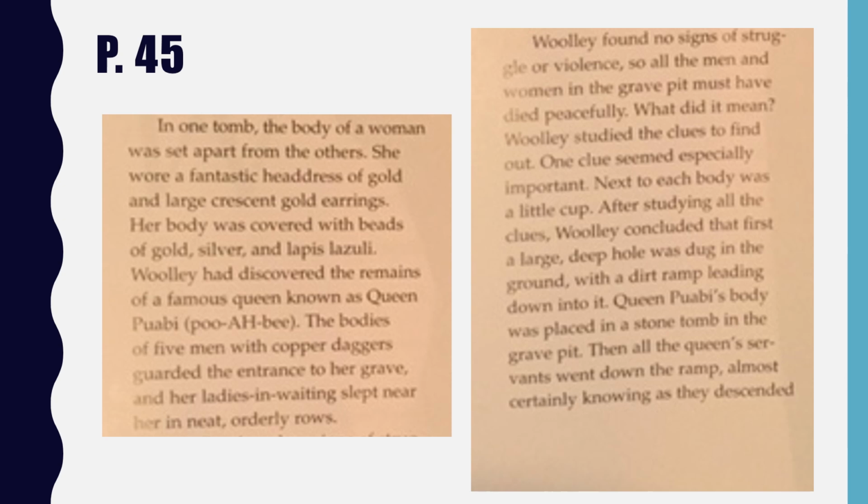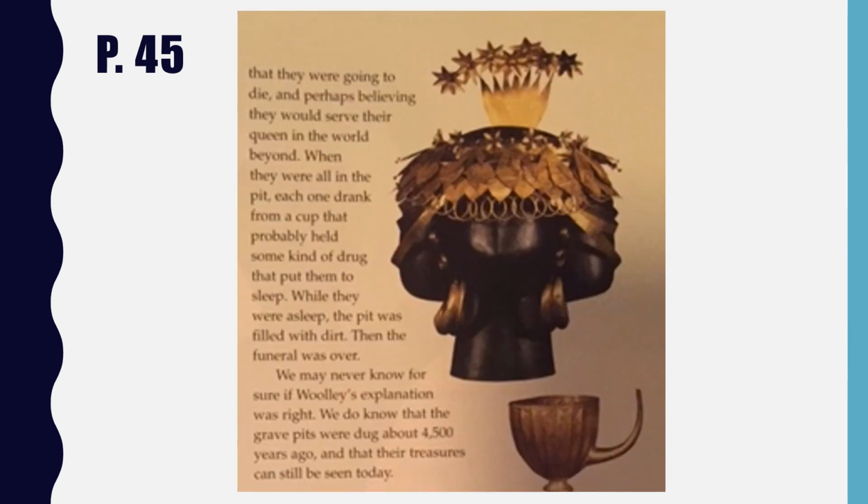Queen Puabi's body was placed in a stone tomb in the grave pit, and then all the queen's servants went down the ramp, knowing as they were descending that they were going to die. You can see some images here, but the cup that they each drank from probably would have held some kind of poison or drug to put them to sleep. And so this was like their funeral. We may never know for sure if Woolley's explanation was right, but we do know that the grave pits were dug about 4,500 years ago and that their treasures can still be seen today.